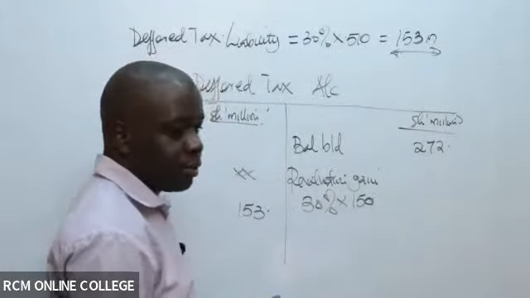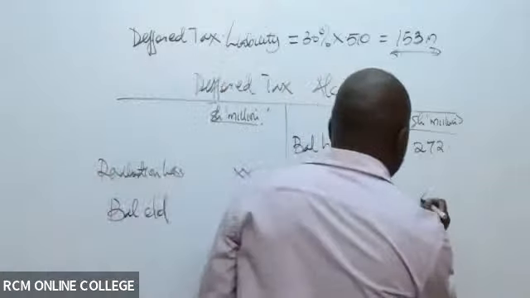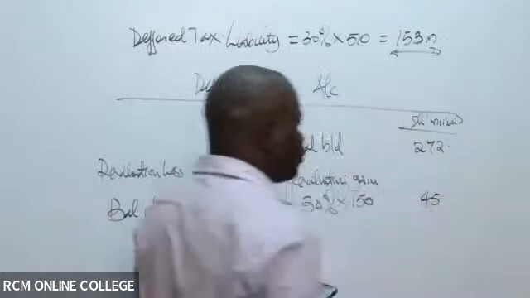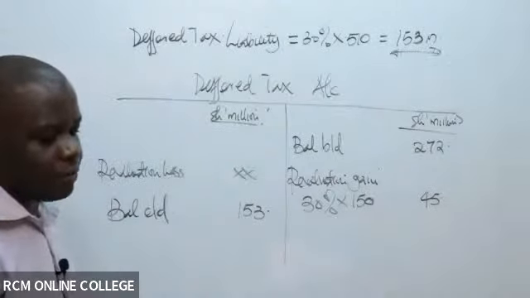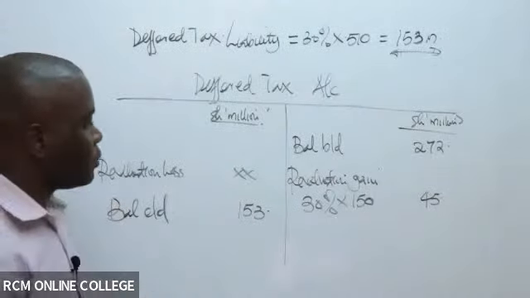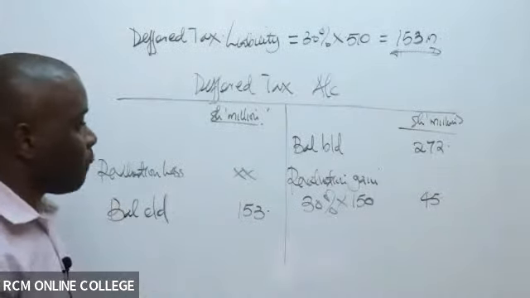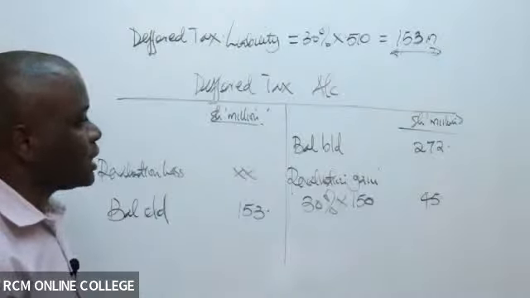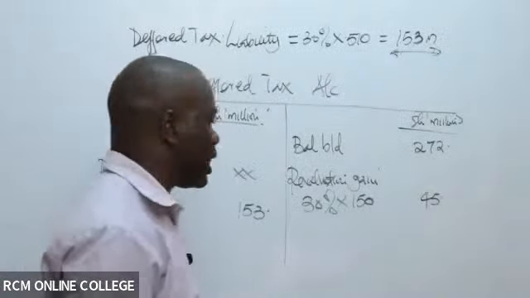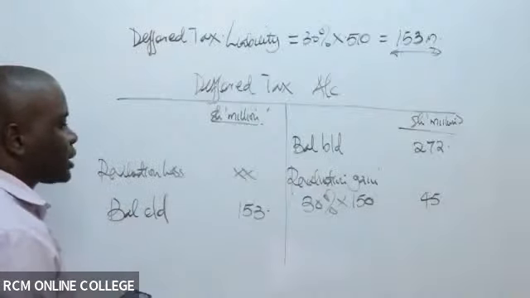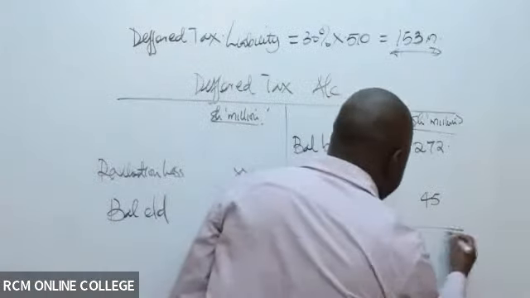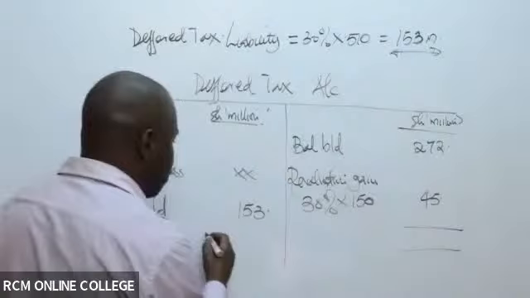30% of 150. You're getting 45. So in this case, I think all is actually complete. What we need to do in this case is balance our deferred tax account. Which side is more? Seems the credit side is actually more.